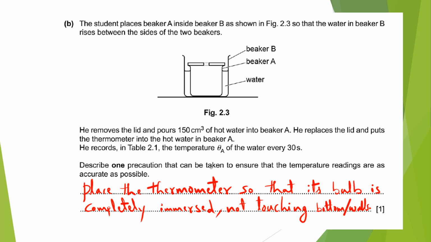That is the experiment. Describe one precaution that can be taken to ensure that the temperature readings are as accurate as possible. So whenever thermometer is involved, we need to keep the thermometer fully immersed without touching the bottom, without touching the walls, and completely the bulb should be inside the hot water so that we get the accurate readings. Place the thermometer so that its bulb is completely immersed, not touching bottom or walls. Simply it is for 1 mark.